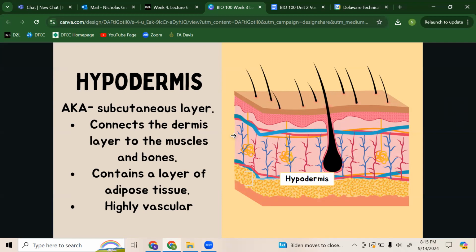So this is going to mostly be adipose tissue, which is fat tissue. This is also highly vascular, meaning there's a lot of blood supply, because all of our arteries and veins that are getting to our dermis have to pass through the hypodermis to get there. So we still have a lot of blood supply.